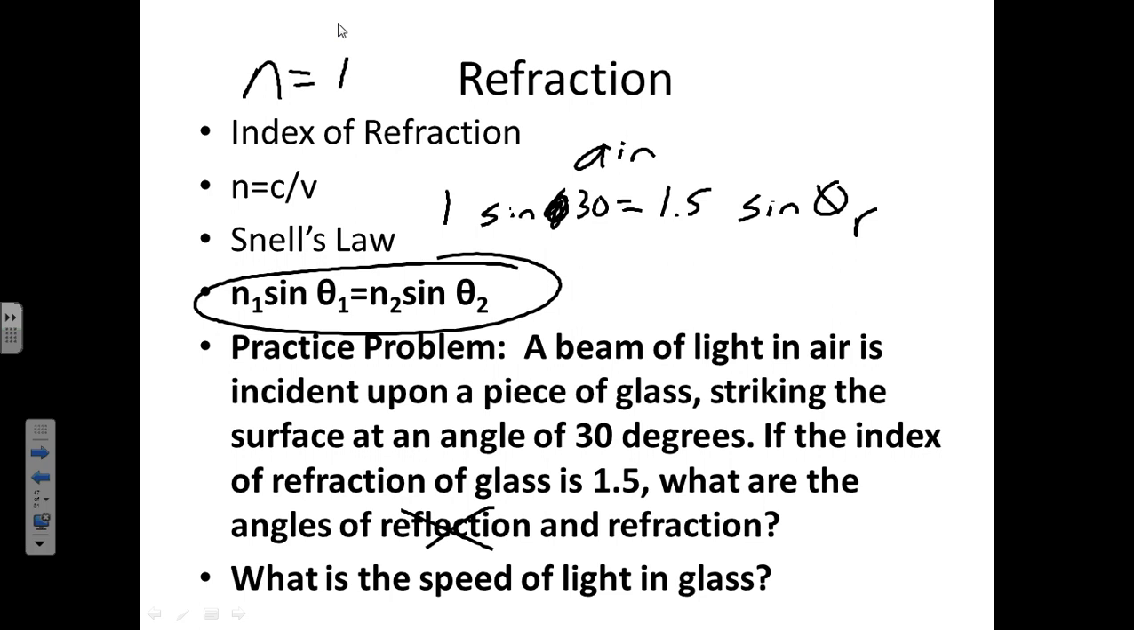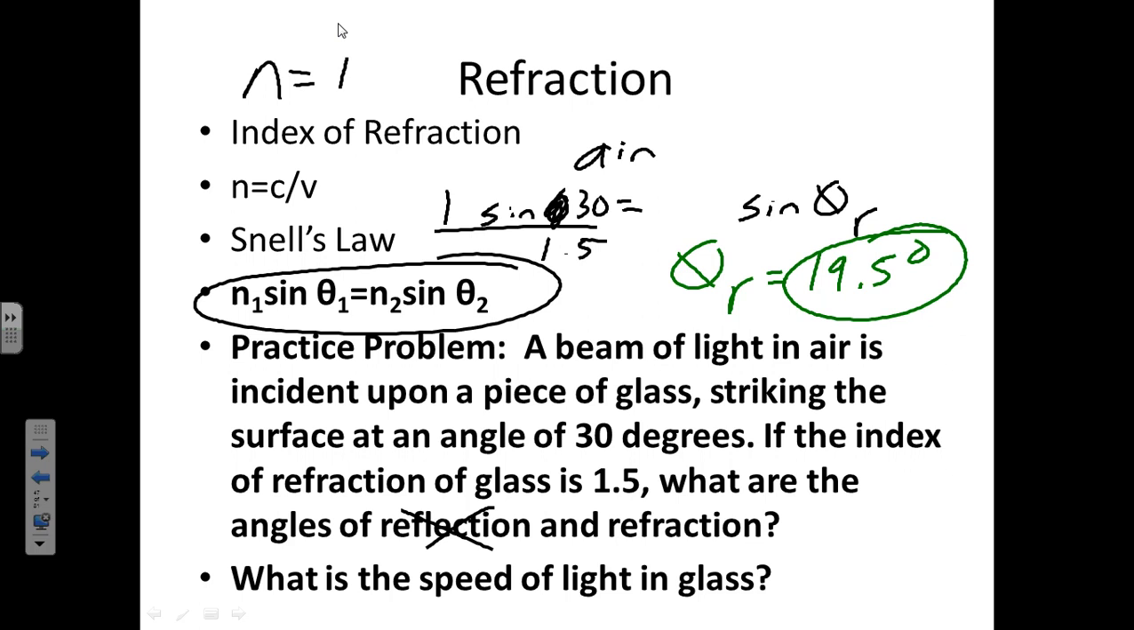So we have to solve that out for the angle of refraction. We're going to divide both sides by 1.5. Cancel that out over here. So let's go the sine of 30, which is a half, times 1, divided by 1.5. And then to solve for the angle of refraction, we need to take the inverse sine of both sides. And when we do, we get an angle of refraction of 19.5 degrees. And remember, that angle is the angle between the normal line and the refracted ray of light.